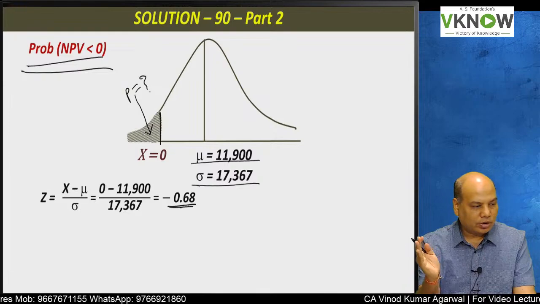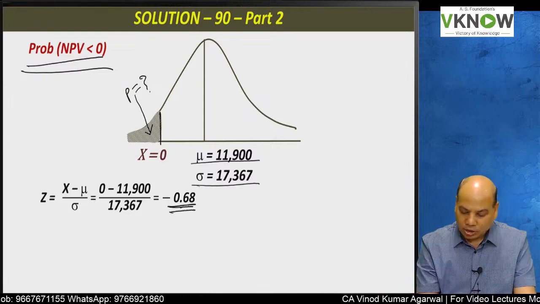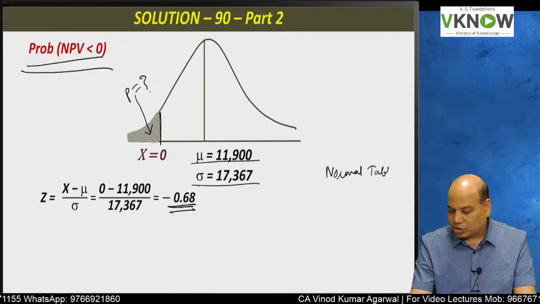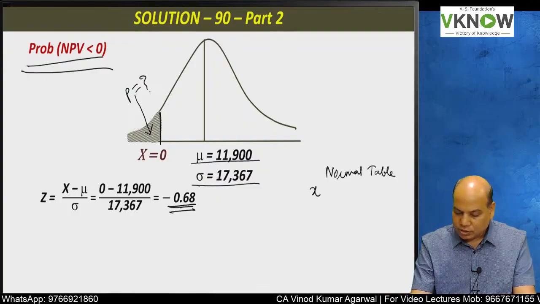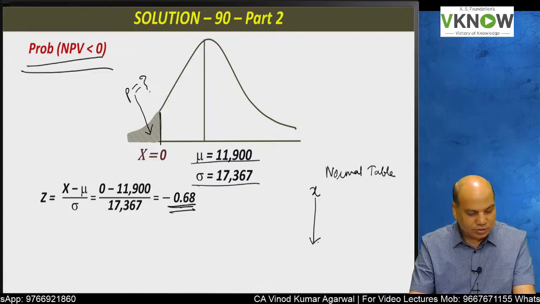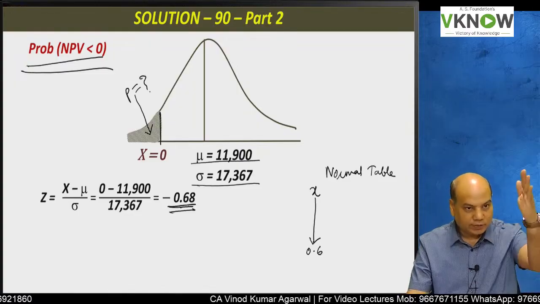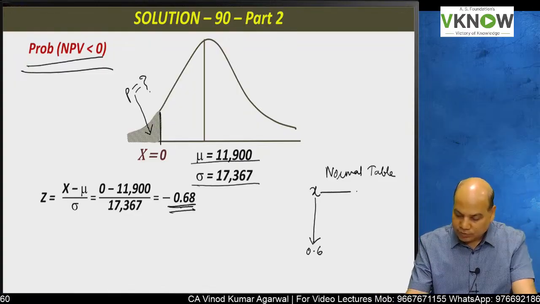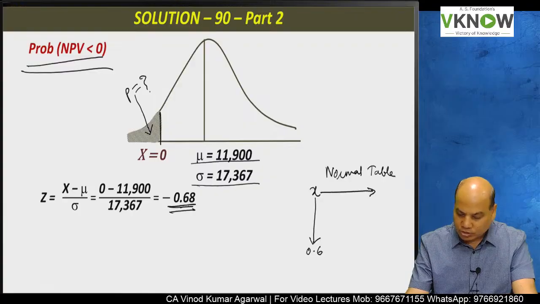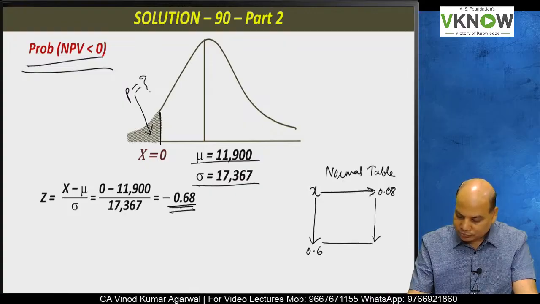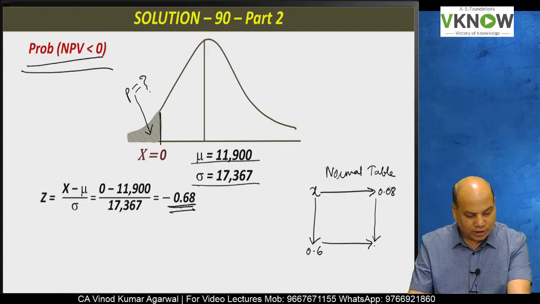Minus sign indicates you are on the left side of the mean. Now go to the normal distribution table. First column is x. After 6 or 7 lines, you will find 0.6 written there in the first column, and then you move right side on the top. Towards the last second column, 0.08 is written. So you have to match it now. The value you will find there, how much is the value there?